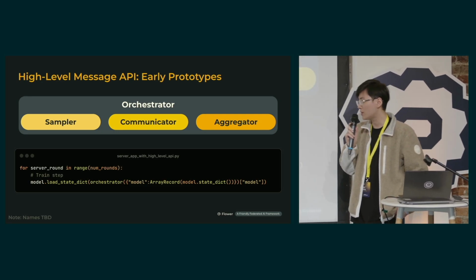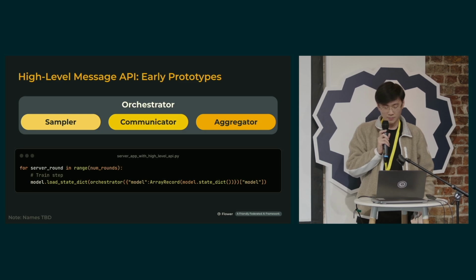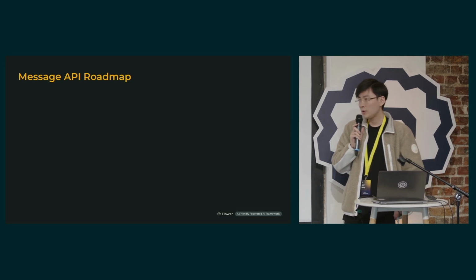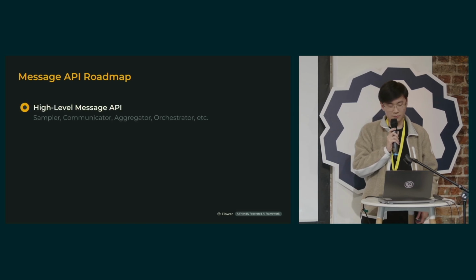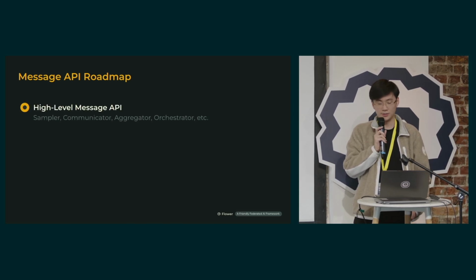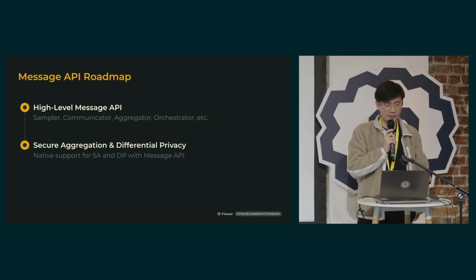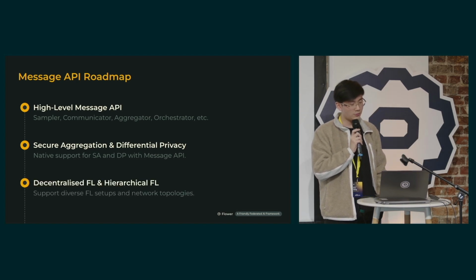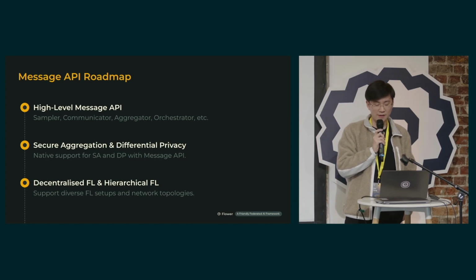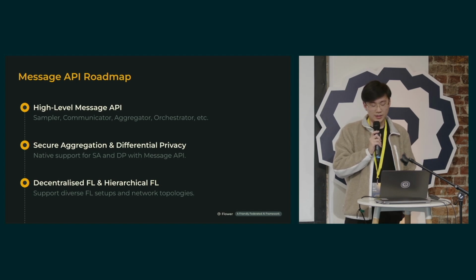From passing the model to loading the statistics back to the global model. With the low-level API available today, we also have something amazing on our roadmap. First of all, obviously, the high-level message API we just showed. Also, we'll bring native support for secure aggregation and differential privacy with the message API. And finally, we're also interested in supporting decentralized FL and hierarchical FL and potentially other network topologies with the message API, because it basically allows us to do anything.